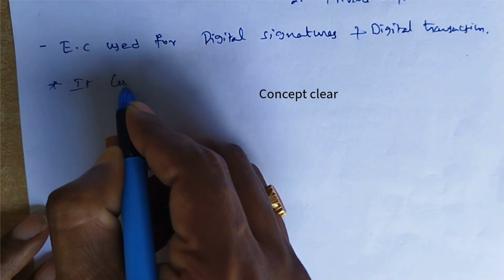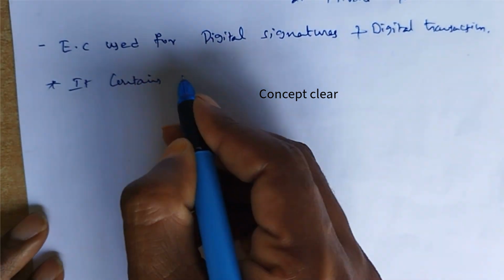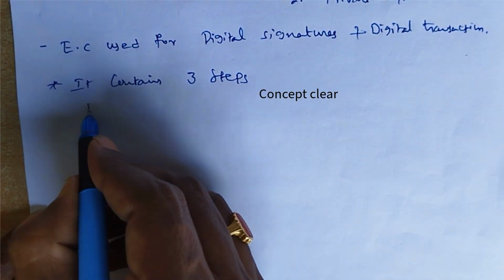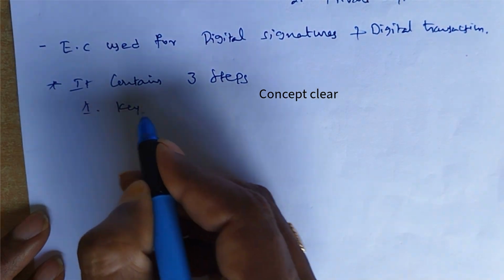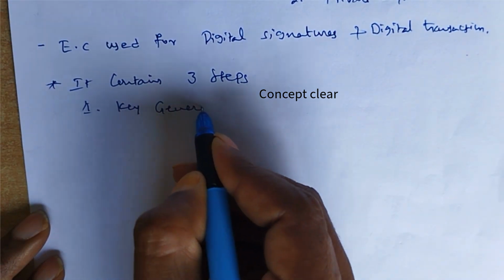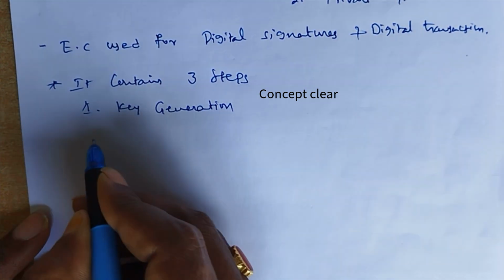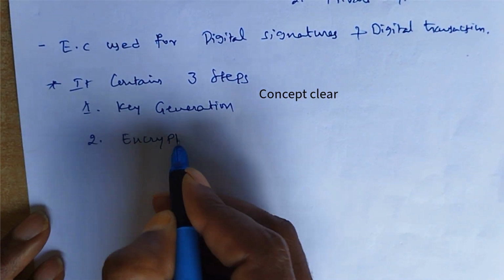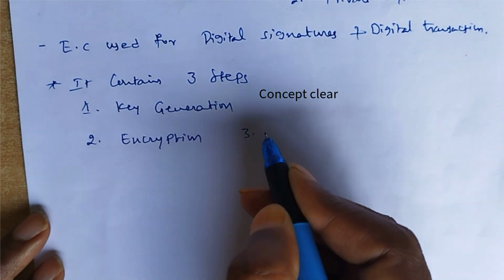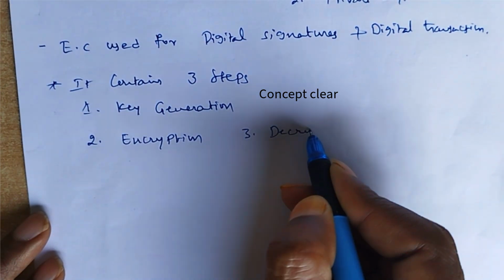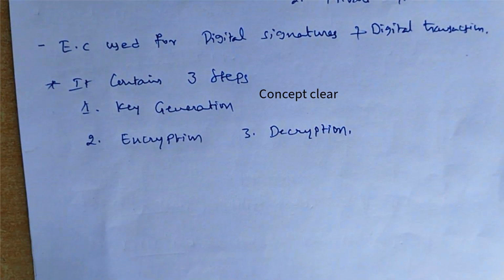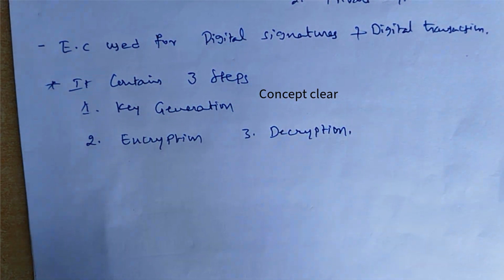It contains three steps. The first one is key generation. The second one is encryption and the third one is decryption. Okay, what is the first step? In key generation, we will generate the public key and private key.